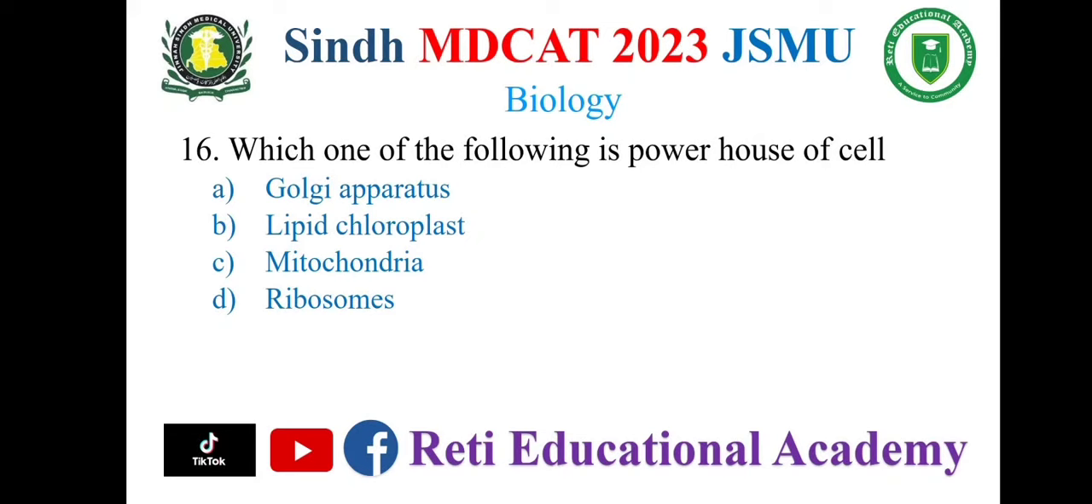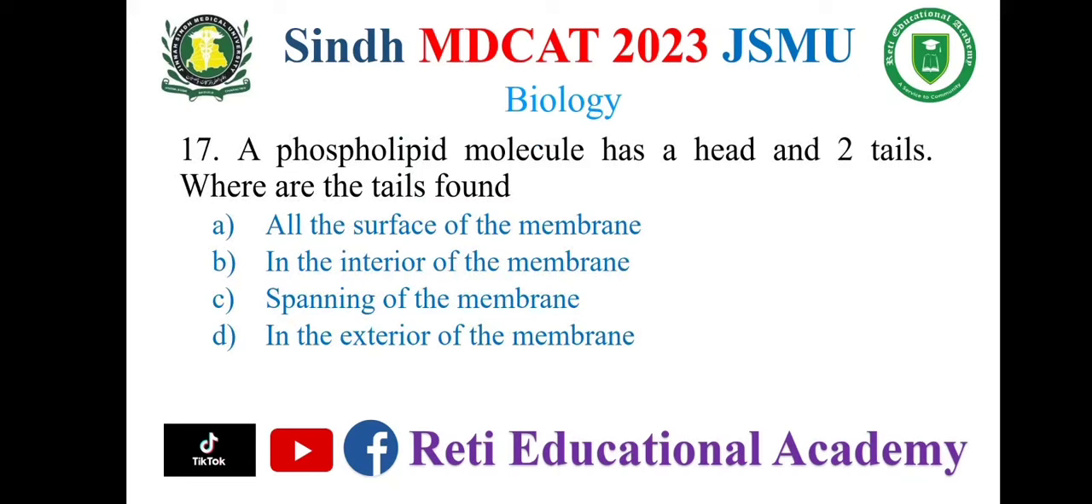Question number 16. Which one of the following is powerhouse of cell? A. Golgi apparatus. B. Chloroplast. C. Mitochondria. D. Ribosomes. And the correct answer is C. Mitochondria.